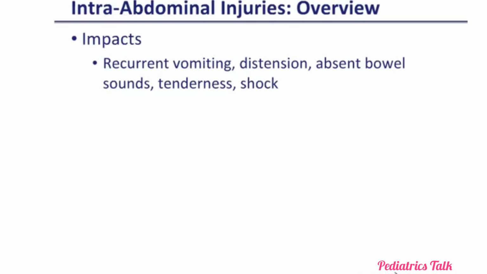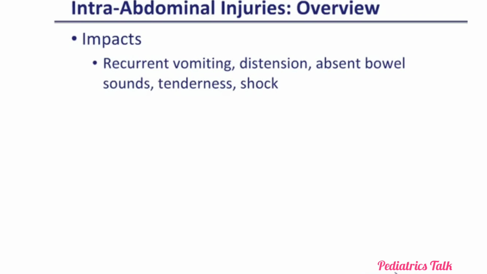The least common form of child abuse is intra-abdominal injuries. This usually involves an impact, that is, either hitting the abdomen suddenly with a fist or with an object. The history will be that a child was previously fine, and this child typically would not have had abdominal surgery for any reason. And then there's a sudden change in situation. So the child may present with recurrent vomiting, sudden abdominal distension, absent bowel sounds, significant tenderness. Depending on the nature of the trauma, could even be in shock.